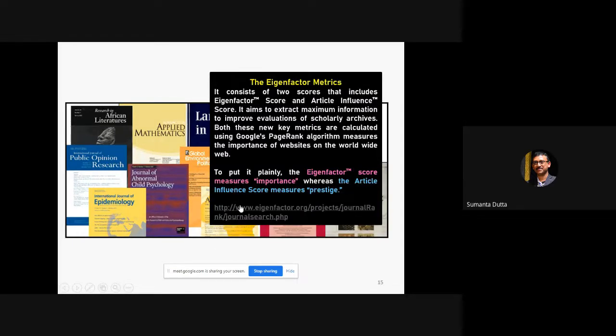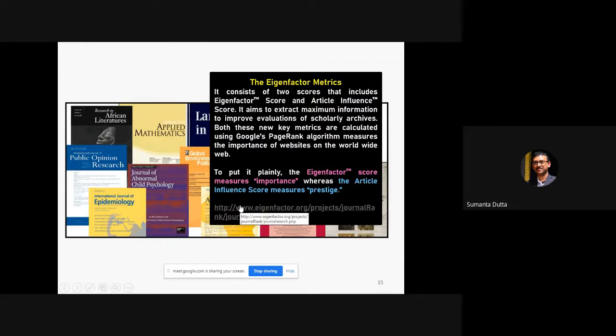Now we have another important thing which is called the Eigenfactor Metrics, also another important tool to understand the performance of an academic research project. With the help of this Eigenfactor, which is one part of the research metrics, not an individual metric, a part of research metrics.